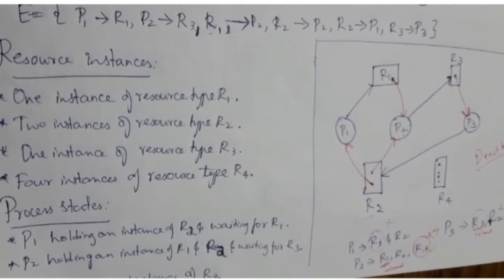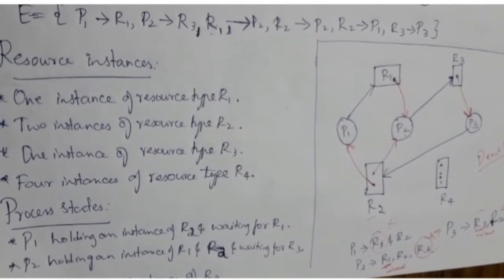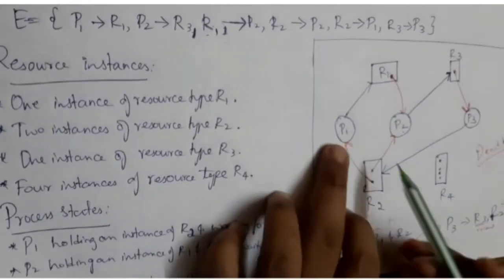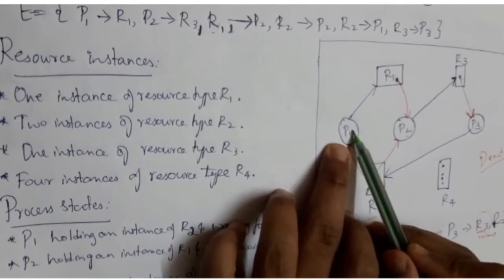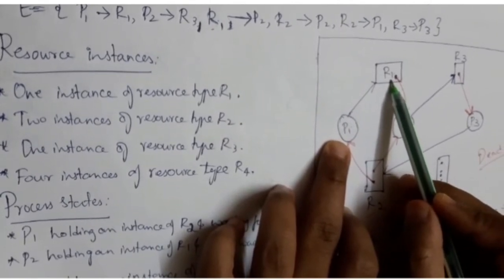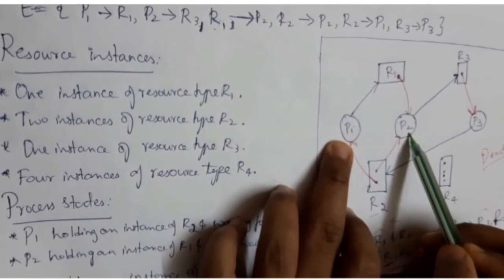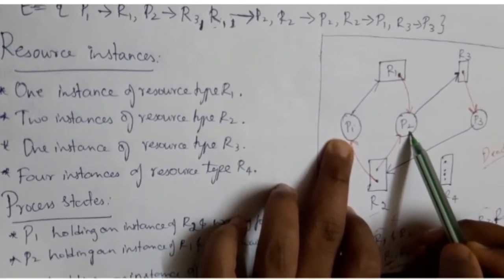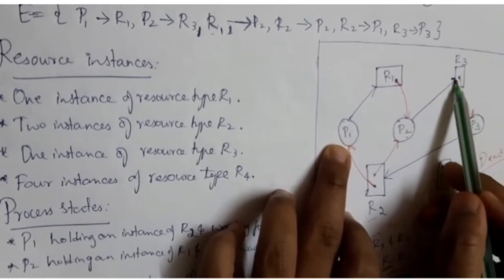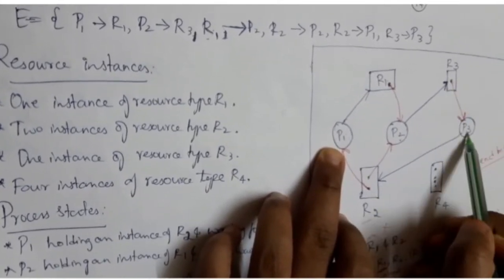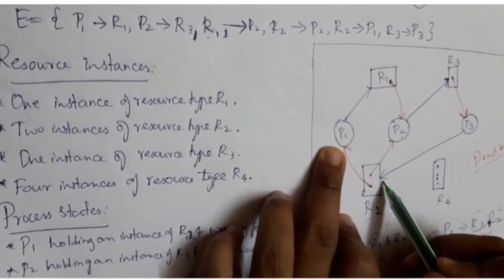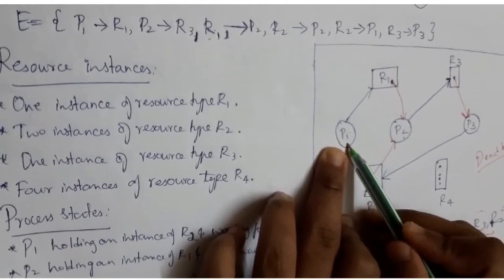There is a cycle, and deadlock can occur. Now how to find the cycle? Here if you observe, process P1 is requesting resource R1. R1 is allocated to P2, and P2 is in turn waiting for resource R3. R3 is held by process P3, and P3 is waiting for resource R2. R2 is allocated to process P1.